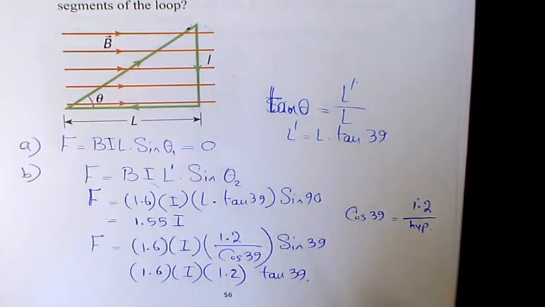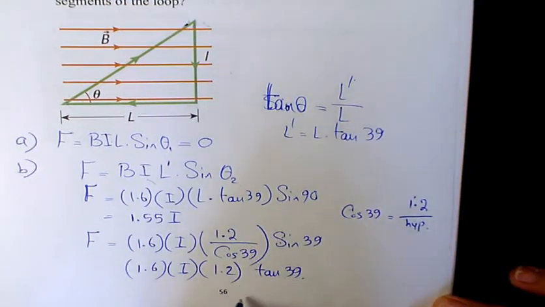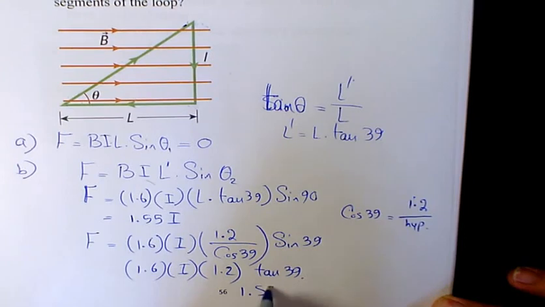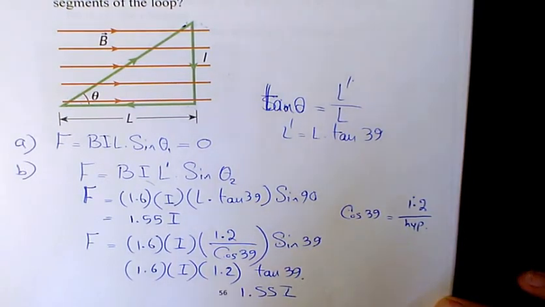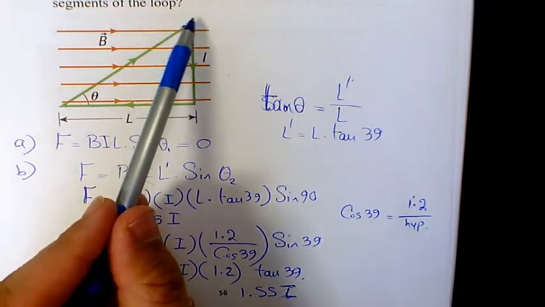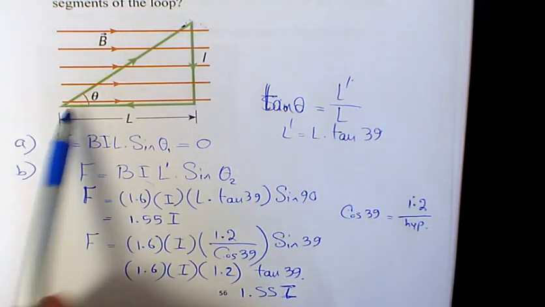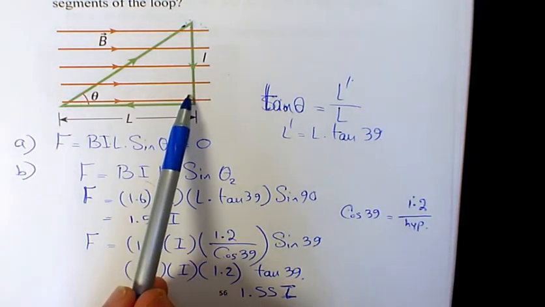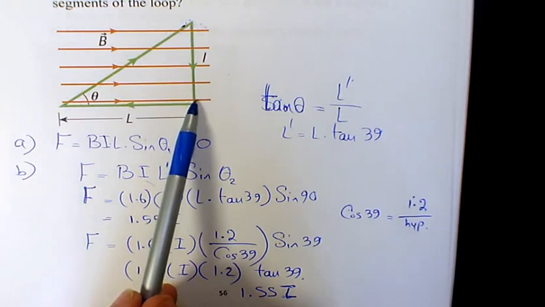So it is going to be exactly like the other part. So it is going to be 1.55 I. So it means that the magnetic force on this side and on this side is going to be exactly the same thing.